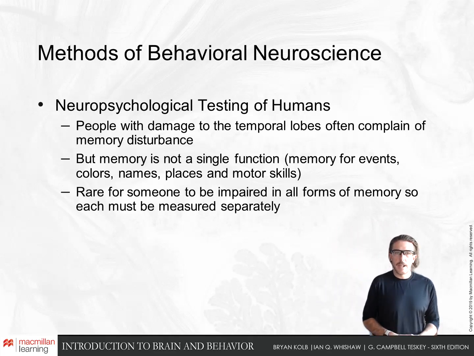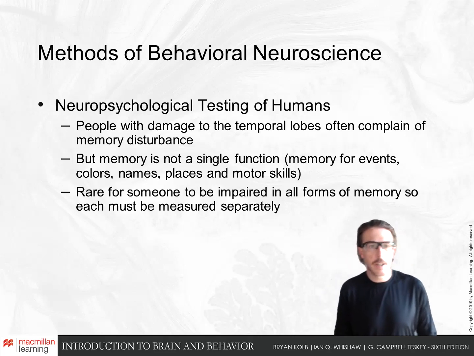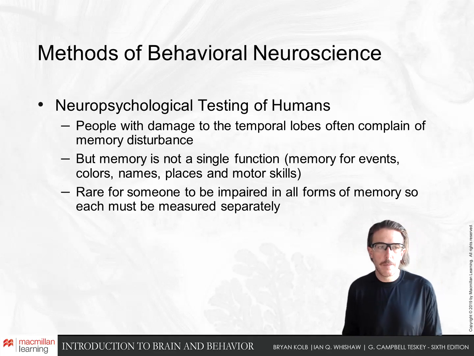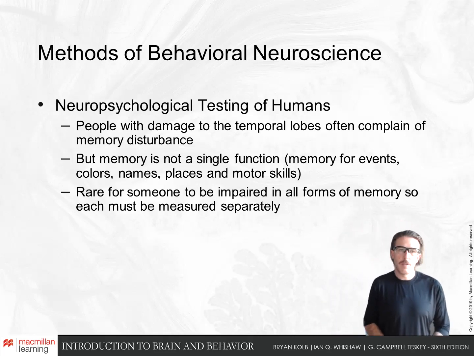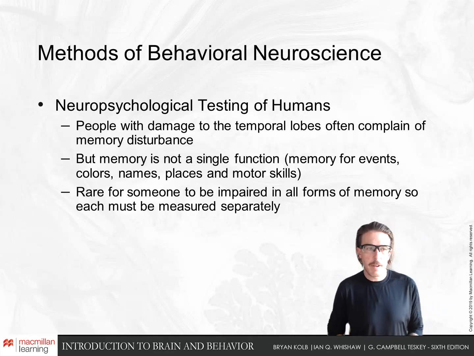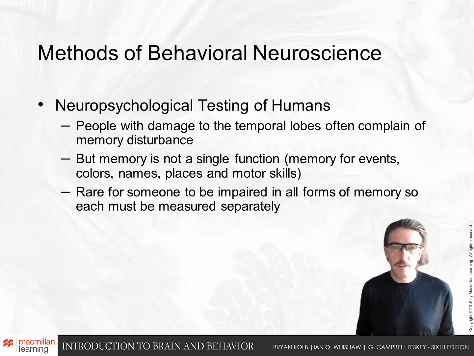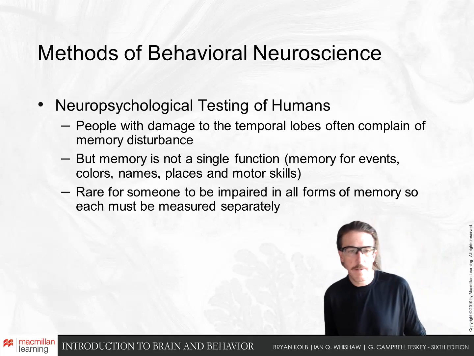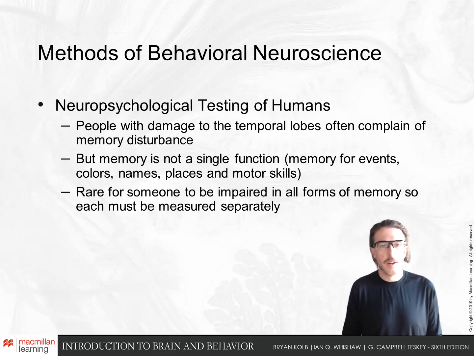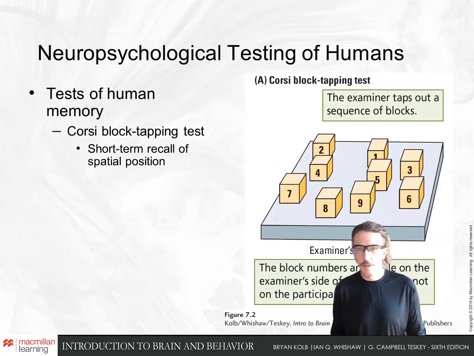Neuropsychological testing is often done as a technique in cognitive neuroscience or in neuroscience. So for instance, people with damage to their temporal lobes present to the doctor with memory disturbance, that is, difficulty in certain types of memory. However, different types of memory are influenced by different types of damage to the brain, and not all memory is the same. So memory for events, colors, names, and different types of motor skills are all different. And we'll learn more about this in our chapters on learning and memory later in the course. So we have to measure each type of memory separately in certain types of tasks.